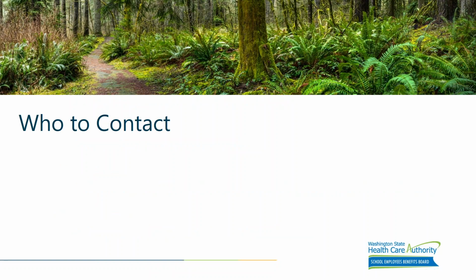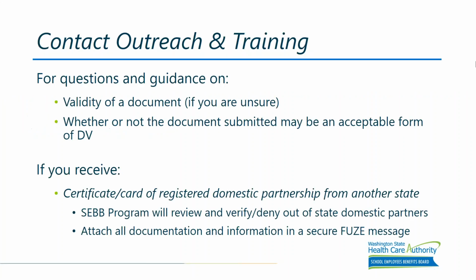All right, let's talk a bit about contact information. What if you have questions? You'll want to contact Outreach and Training if you have questions or you require guidance. So if you're not sure about the validity of a document, maybe something looks forged or you're not quite sure, or you want to get a second pair of eyes on it, you can send a detailed message through Fuse. Remember, it is a secure system.